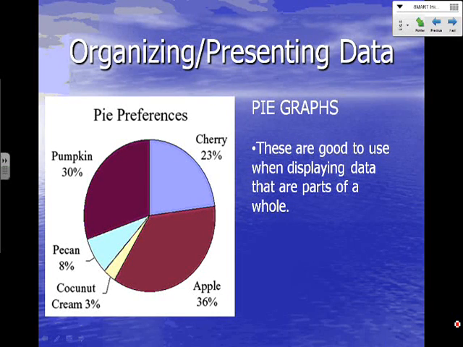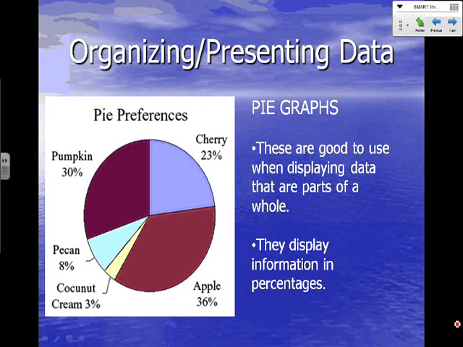So as you can see, this pie graph is showing you pie preferences of, and I don't know, we don't know whose pie preferences, but that 30% of the people that took this survey liked pumpkin pie or preferred pumpkin pie. 23% preferred cherry. But do you see how that 30% is just a part of the 100%? So whenever you're trying to show parts of a whole, you're going to want to use a pie graph.